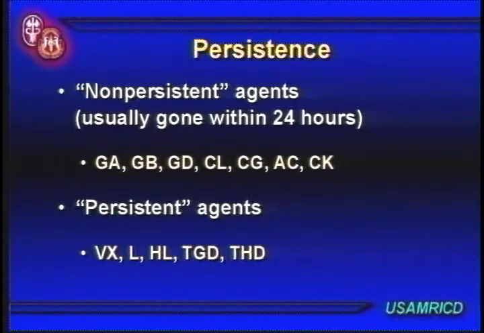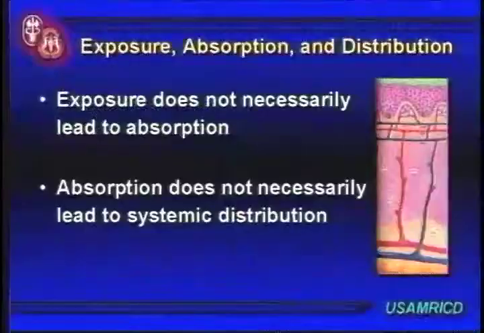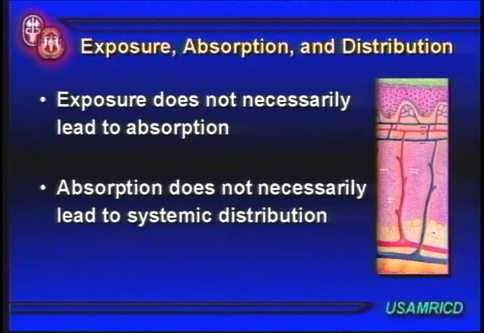Persistent agents, that is, agents that are likely still to be encountered in the environment after 24 hours, include the persistent nerve agent VX, mustard, and lewisite. Agent present as a solid, a liquid, a vapor, or a gas contacts the body at certain sites. The concept of exposure deals with contact of the agent with an epithelial surface. Contact or exposure is not the same thing as absorption, which implies penetration of an epithelial barrier. The difference can also be expressed as the difference between external dose, which is the dose to which one has been exposed, and internal dose, the dose that actually penetrates an epithelial membrane to reach the interior of the body.